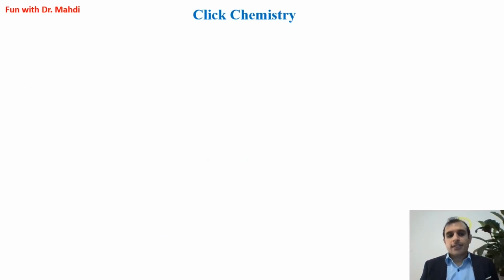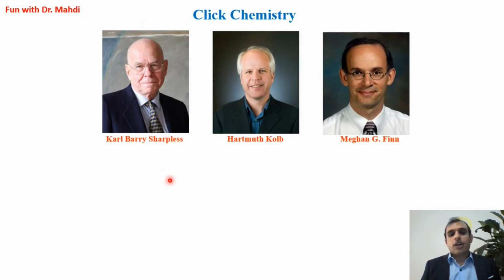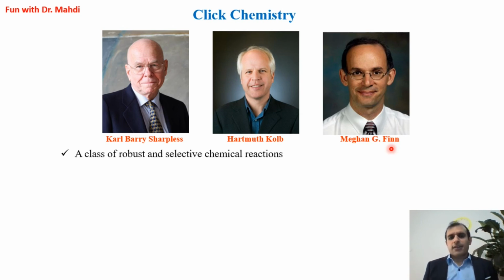As I already mentioned, click chemistry is a new science and it refers to 2001. Here I would like to make you familiar with three scientists, Sharpless, Kolb, and Finn. They are inventors of click chemistry reaction. But what does click chemistry mean? Click chemistry is a class of robust chemical reaction. If you are looking for robust bond, it's better to use click chemistry reaction.